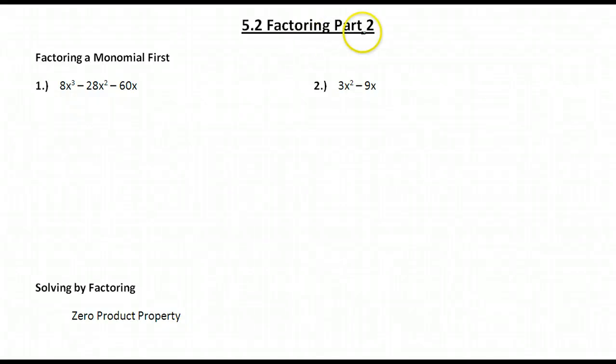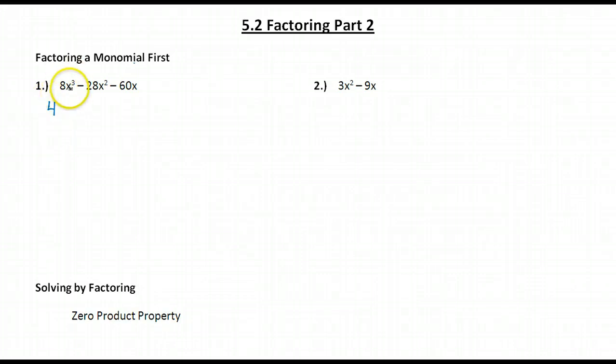Factoring, Part 2. If we look at our first example, we have a trinomial, 3 terms, and we need to factor this trinomial. But in order to factor this trinomial, we first need to factor out a monomial. Mono means 1, so we're going to factor out the common term between these 3 terms. If we look at our coefficients, 8, 28, and 60, they all have a common factor of 4.